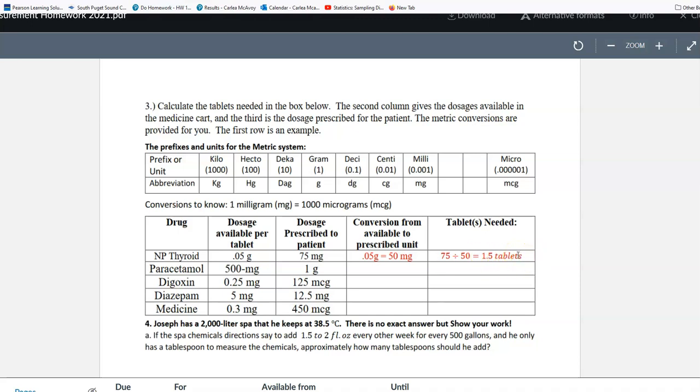So expect to get some fractional answers here. Leave them as decimals, that's fine. Sometimes it might be a whole number, but you're going to just follow the same thing. Take the dosage available, change it into the prescribed amount, and then take prescribed, divide by this answer that you got here to get the number of tablets.